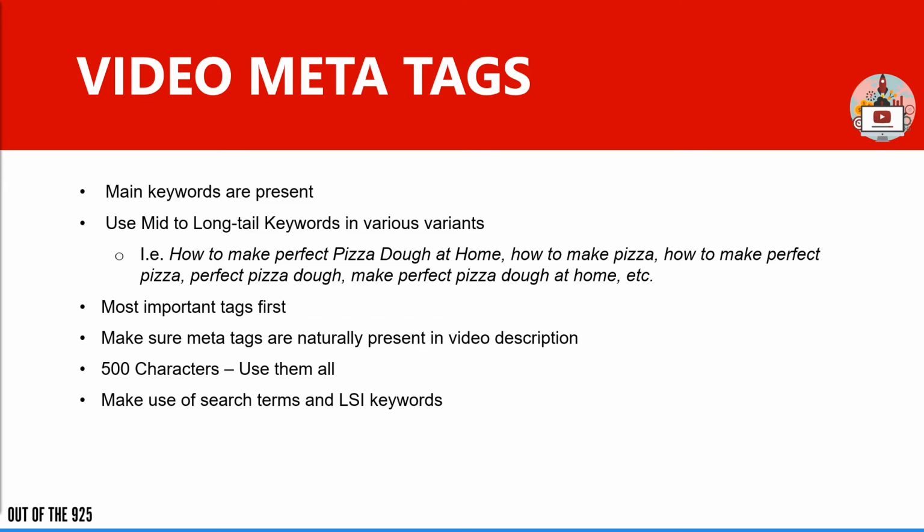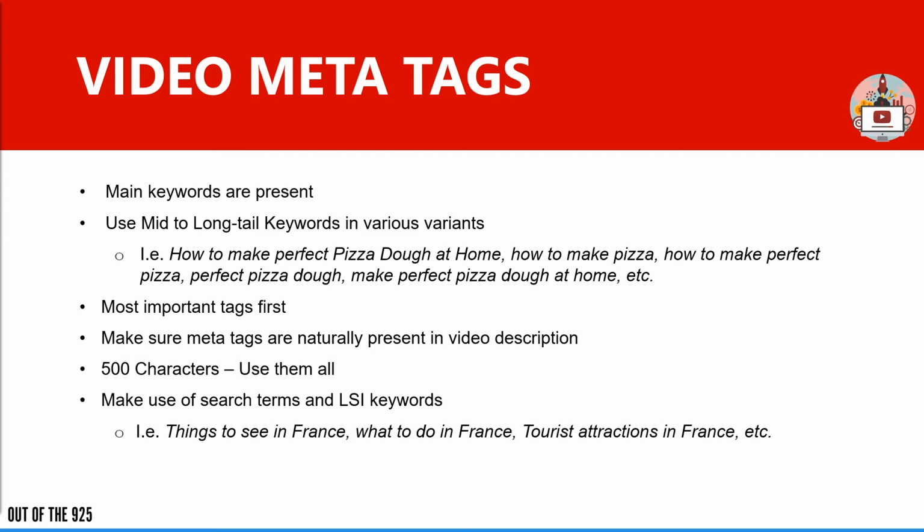Make use of search terms and LSI keywords. So for example, on our video titled about places to see in France, we could use some LSI keywords relating to that, like things to see in France, what to do in France, tourist attractions in France, etc. So we're telling YouTube that this video is about things that people can see, visit, do, tourist attractions, holidays in France. We're giving some more context about what the video is about by including LSI keywords.